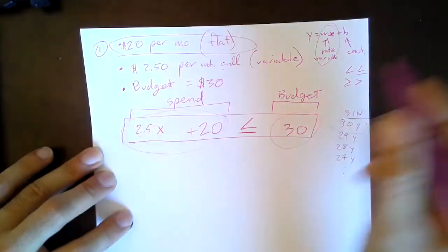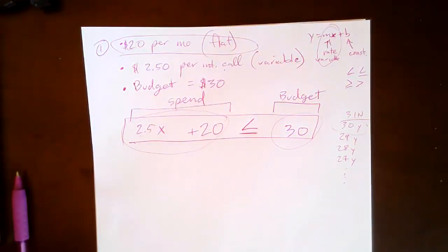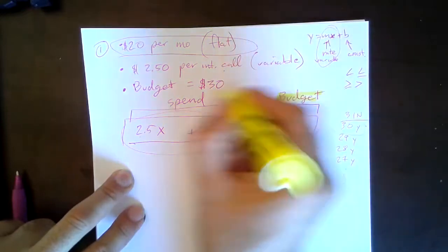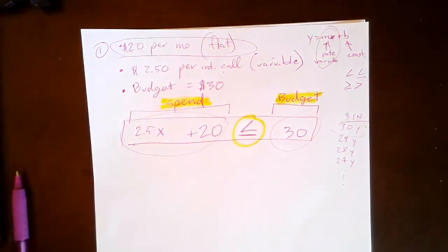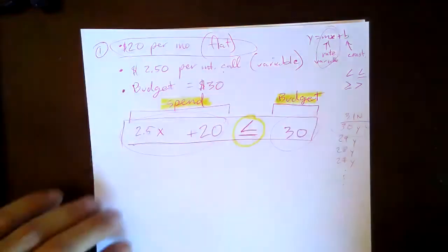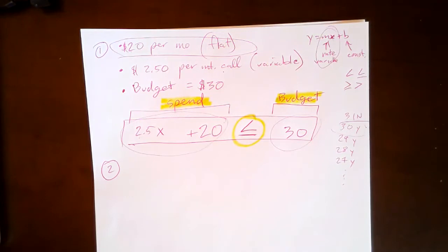Okay. So the key with this is you put the budget over here on the left. Put the budget on the left. You put how much you're spending, and then you're relating them. You relate them together. Okay. Number 1 is in the books. All right. Number 2. How about number 2?